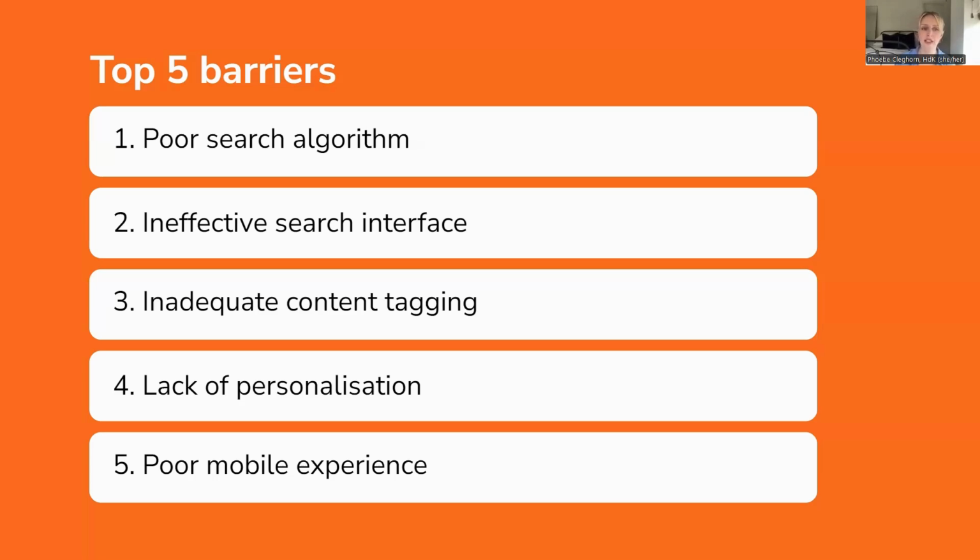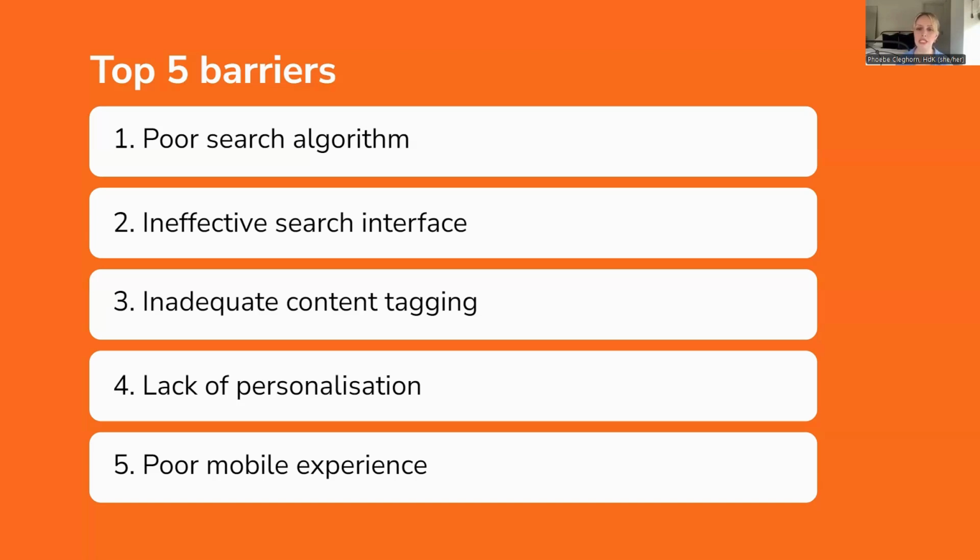A lack of personalization as well. If a search function doesn't take into account factors like user behavior, preferences, or history, it can lead to quite generic results that don't meet a specific user's needs. And finally, if a search function isn't optimized for mobile devices, users might have difficulty putting in their queries or even viewing the results on their phone. Slow performance on mobile is another issue, and that can also lead to frustration and drop-off. So these are some of the most common barriers to a positive search experience.